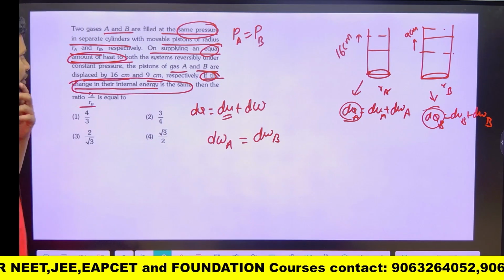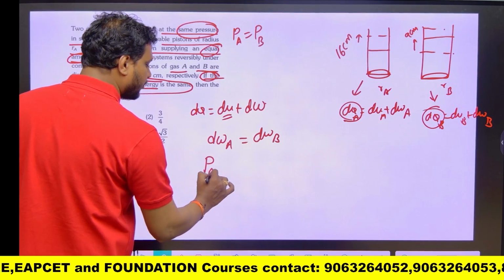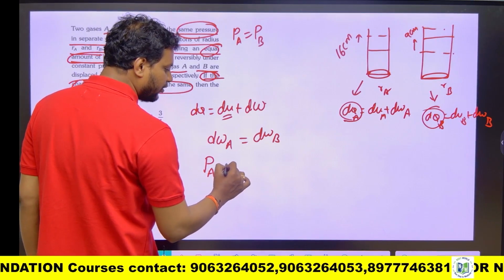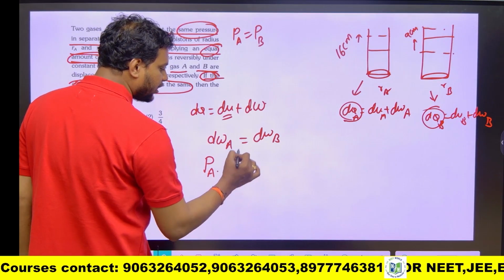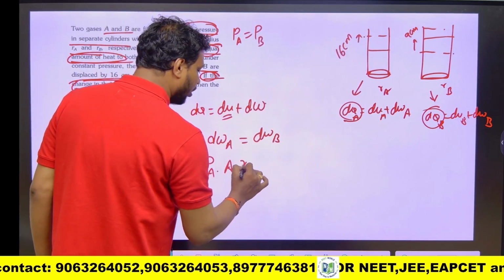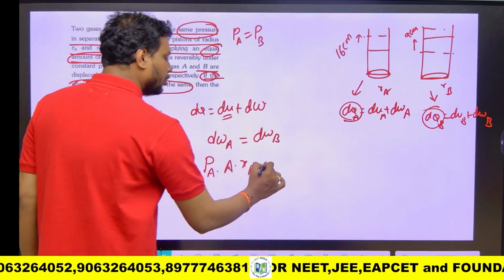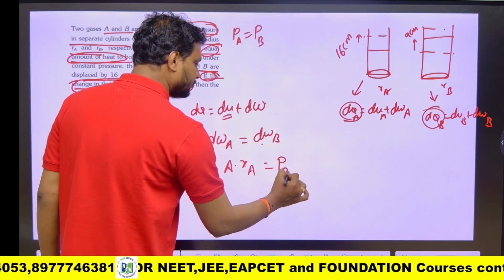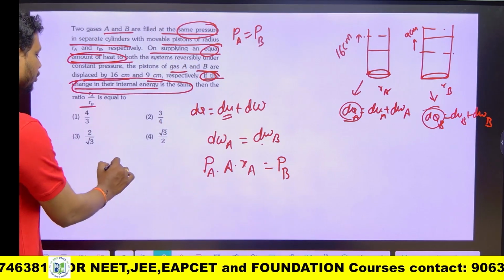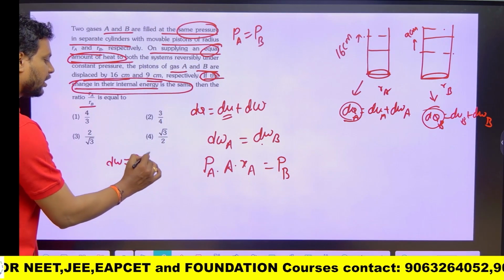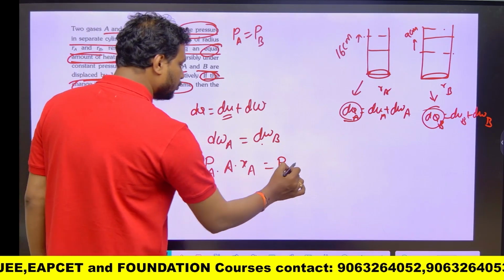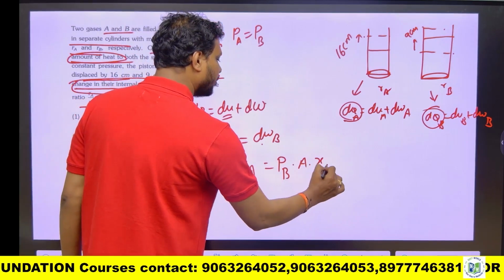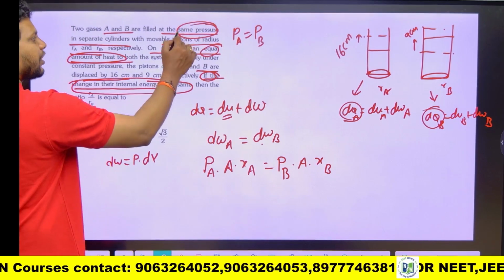Then we have the formula for work done. Work done is equal to pressure of gas A into change in volume, and volume can be taken as area into length. So that is equal to work done for the second gas, whose pressure is PB. So the work done formula is P into delta V, dW is equal to P into dV. Here the displacement is XB. But once again they gave the same pressure, so PA equal to PB.